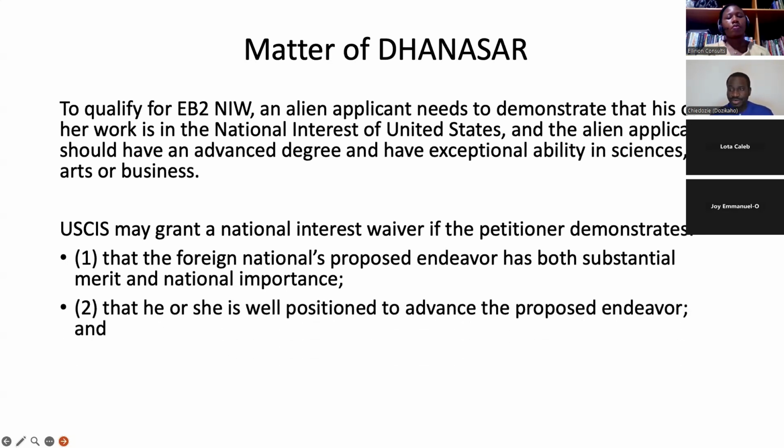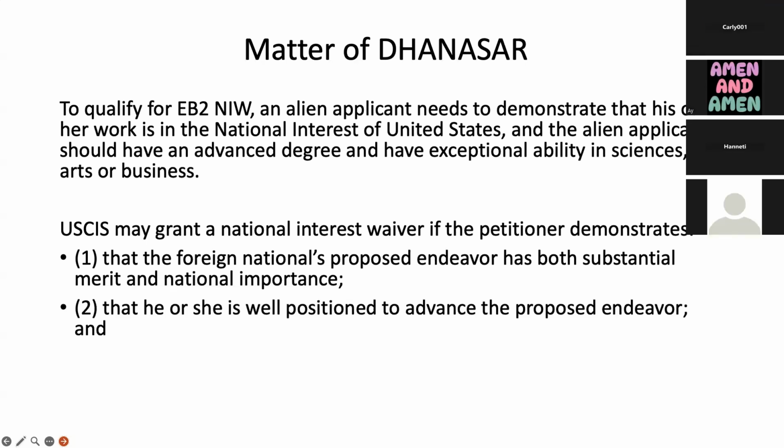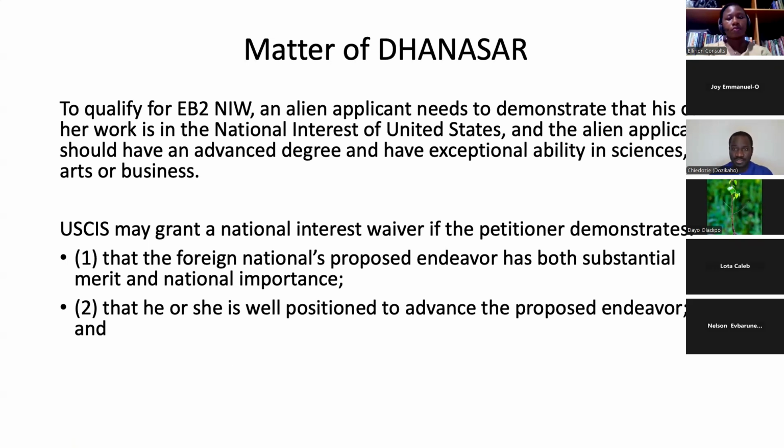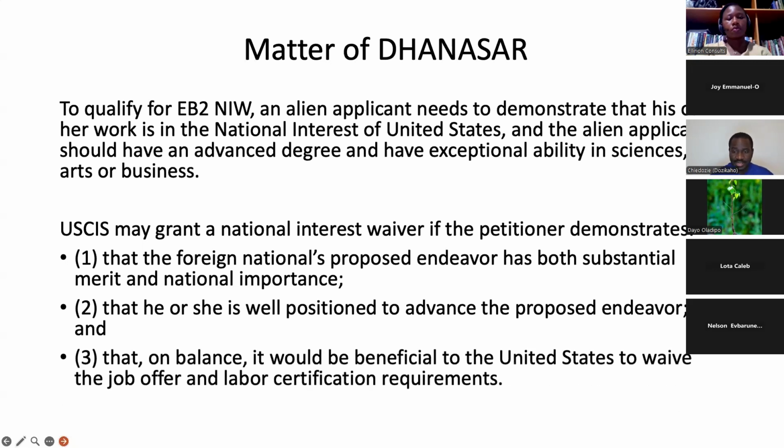Now, let me move forward. Not only do you have to show that whatever you're proposing to do is of national interest, you have to show that you have done a lot of things in the past that make you well positioned to advance your proposal. In other words, you have achieved a level of success that shows that you can actually carry out that research or that endeavor that you're proposing to do. They are also saying that when you look at the totality of the evidence that you're providing, it will benefit the United States to waive the job offer and the labor certification requirement.